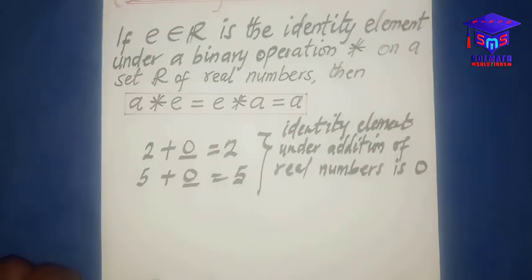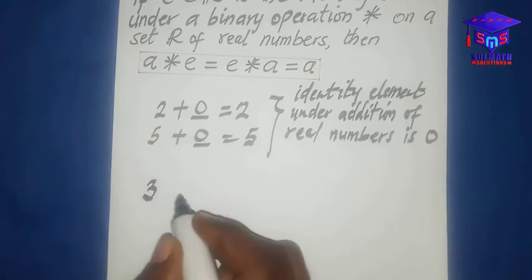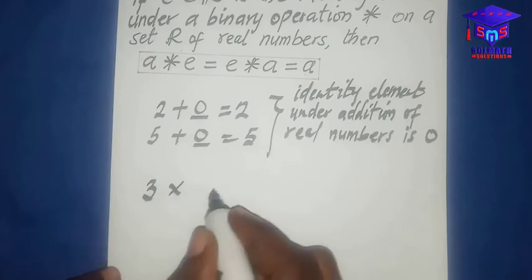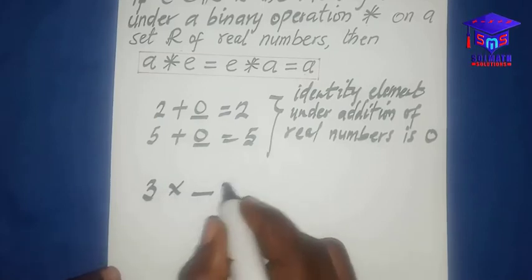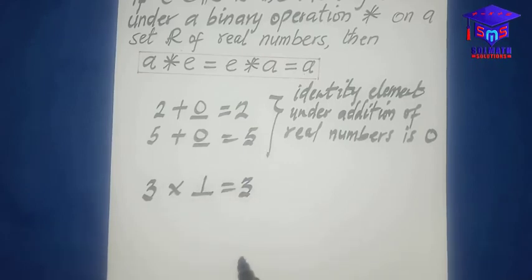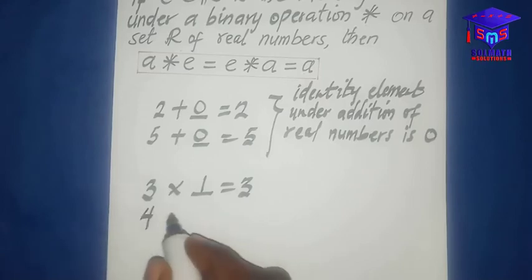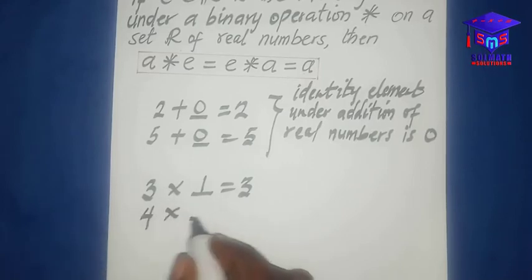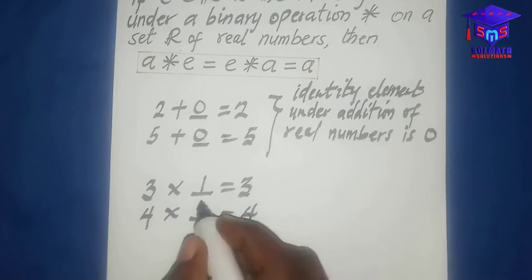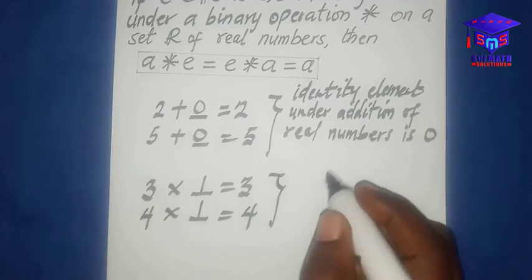Another example, let's say you pick the number 3 and you want to choose the operation multiplication. What number are you going to multiply by 3 to get the same number 3? We know that the number is 1. Then also if you pick, for example, the number 4, what number will you multiply by 4 to get that same number 4? The number is 1. Good.